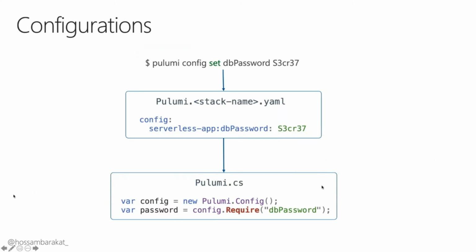If I would like to add a configuration for a particular stack, I can use my CLI, pulumi config set, and provide the key and the value for my configuration. This will update my Pulumi stack configuration YAML file with those keys that I'm adding in here. I can access those values via pulumi.Config and then use this class instance to call the method required to retrieve those values from the stack YAML file. So those are the three important concepts to keep in mind when you start with Pulumi.